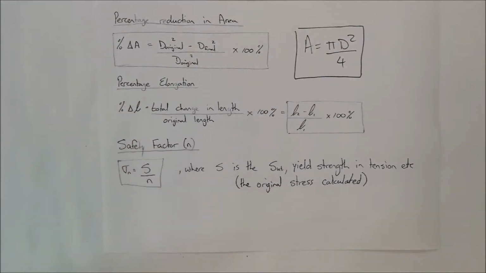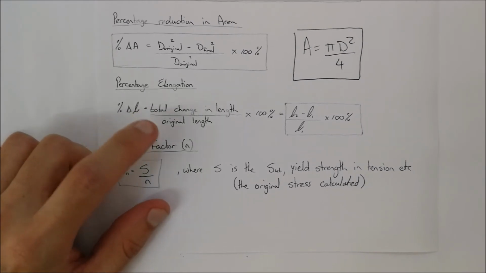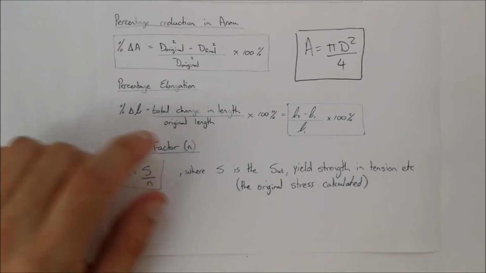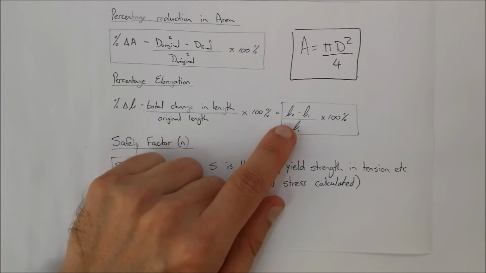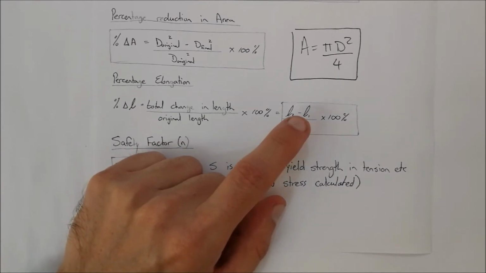Percentage elongation. Elongation is how much longer it has become, so the percentage change in length is equal to the total change in length divided by the original length, times 100. In other words, your final length minus the original length, divided by the original length, and then you multiply that by 100.